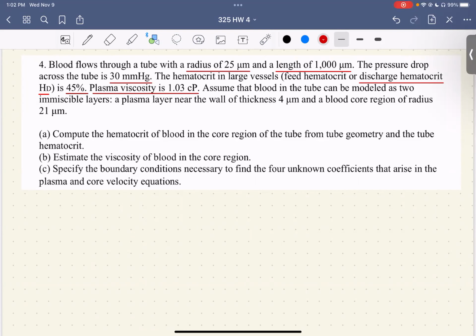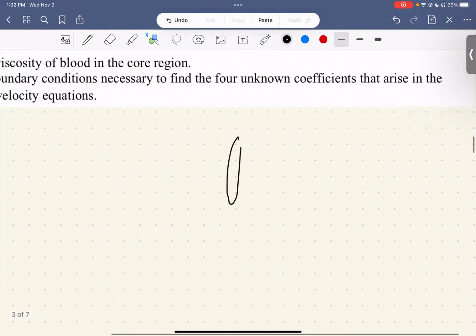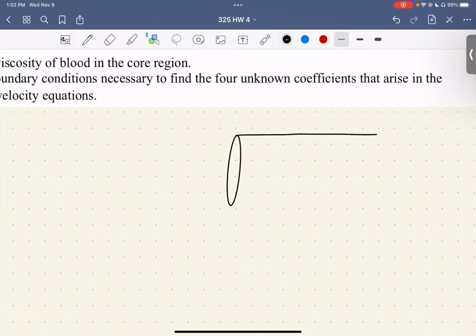And then we also have a way that we can model this tube, where we have two immiscible layers. We have a plasma layer with a thickness of 4 micrometers and a blood core region, and the radius is 21 micrometers. So always the first step would be to draw out a model of this. So we're going to model this with a tube right over here.